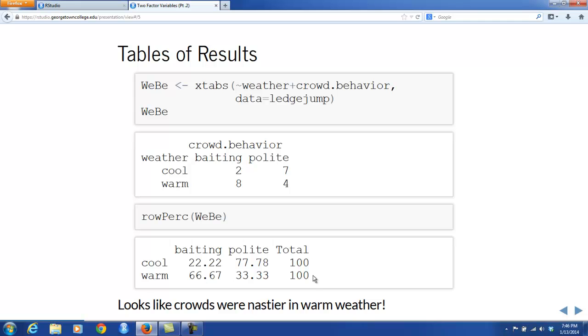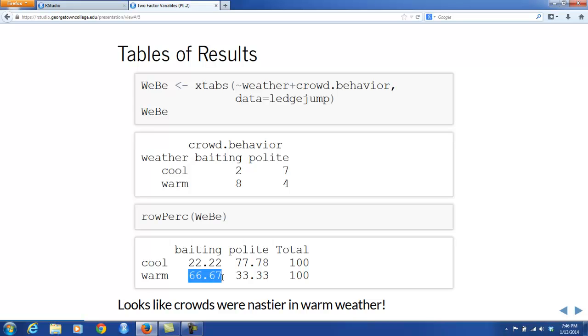And we see right away that these two conditional distributions are quite different. For example, if we were to compare row percentages going down the baiting column, of the times that the weather was cool, only 22% of those times did the crowd bait.